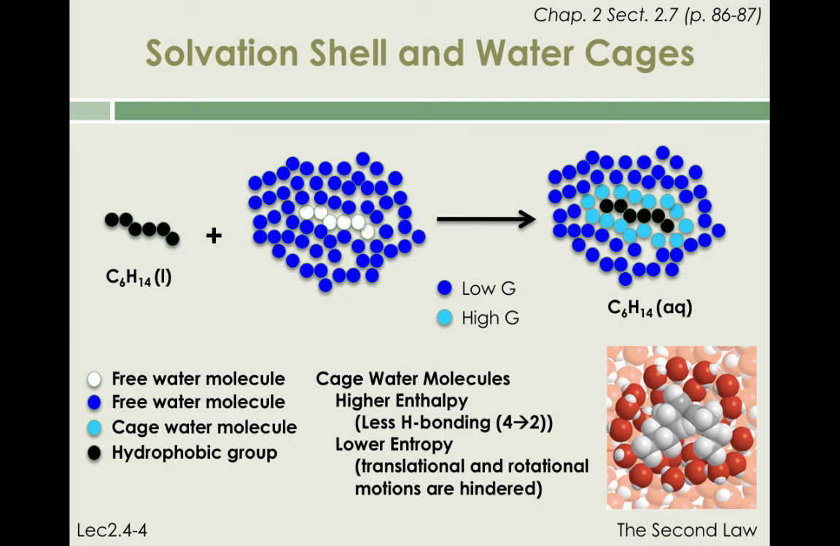Hence, such a process would lead to an increase in G, that is, delta G positive, and cannot occur spontaneously at constant pressure and temperature.